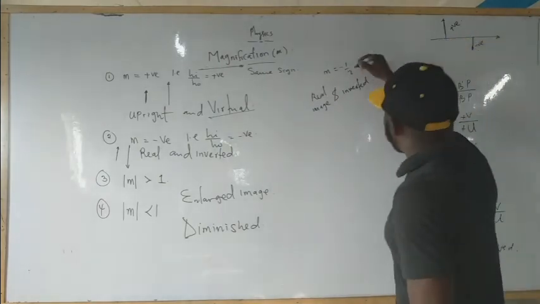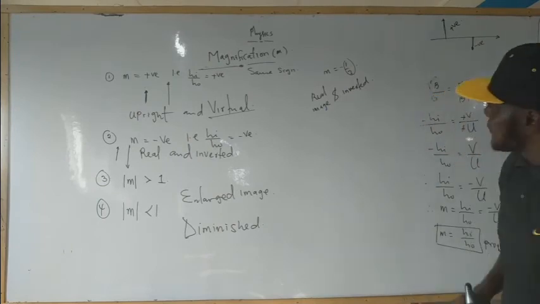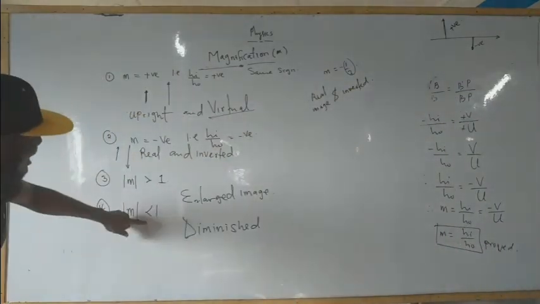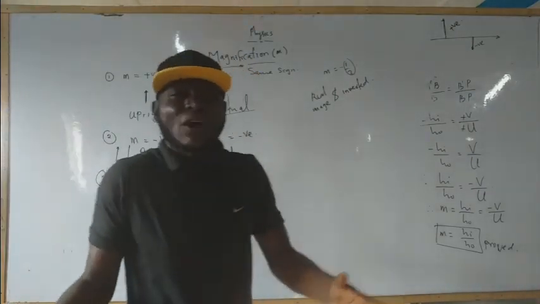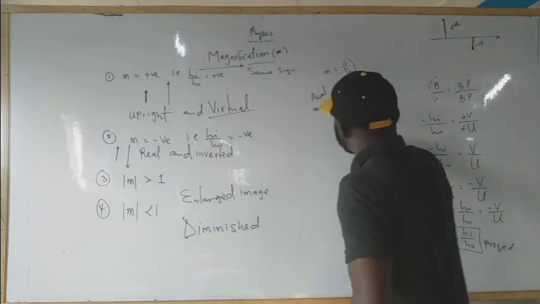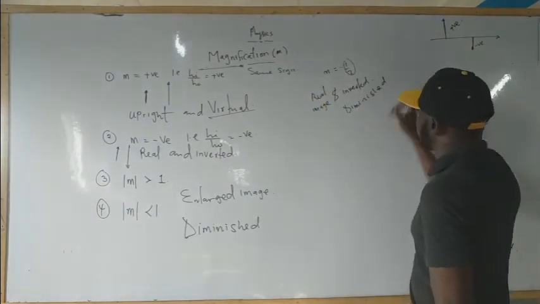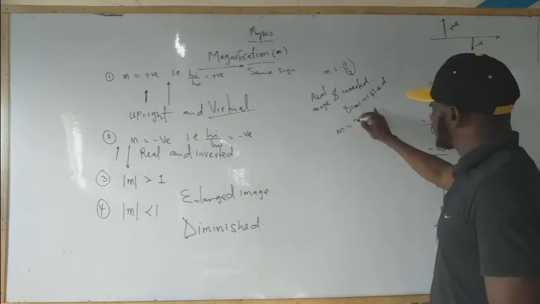Okay? What about this half? That is 0.5. 0.5 is less than 1. Since 0.5 is less than 1, it means that the image will be diminished, inverted, real. Okay? What about if you have magnification to be 2?